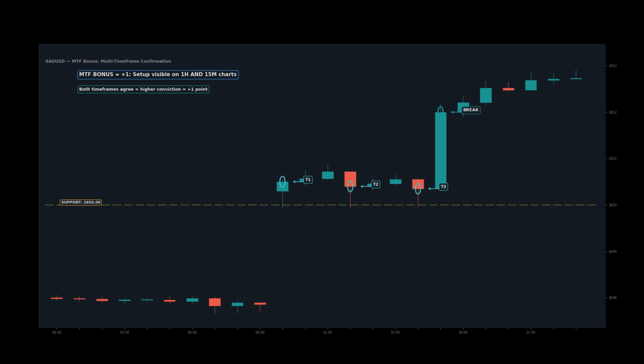When both timeframes align, the setup is significantly stronger. Add 1 point. When only one timeframe shows the setup clearly, no bonus. This bonus is the difference between a 9 and a 10, between A and A+. Always check both charts before scoring.